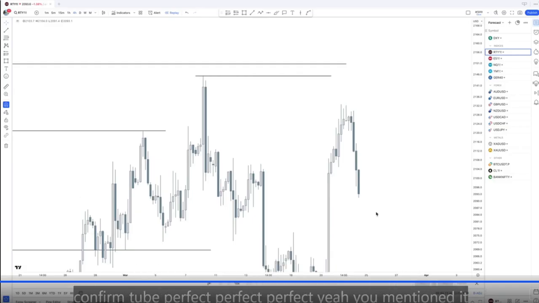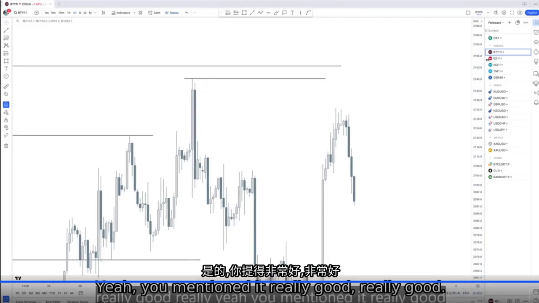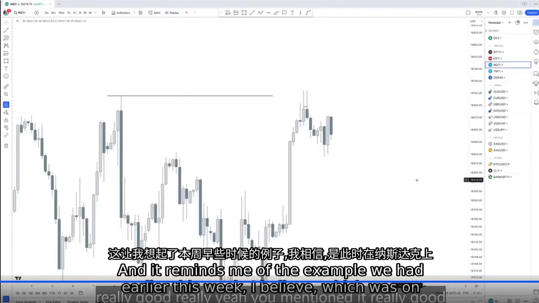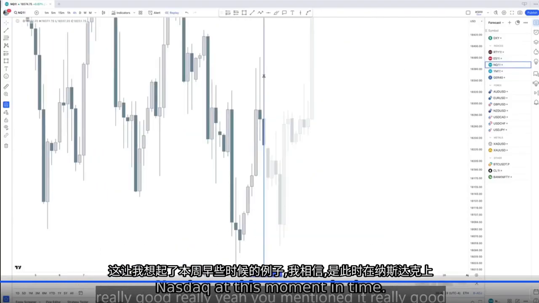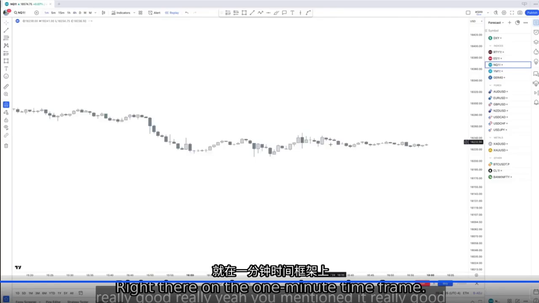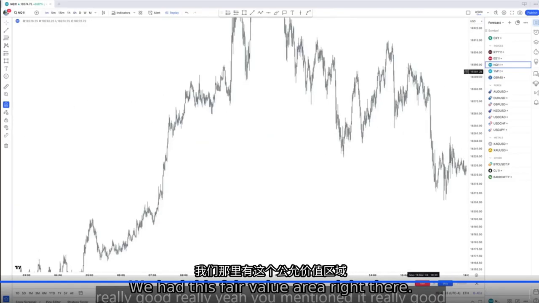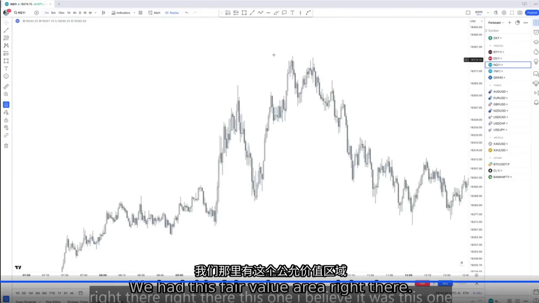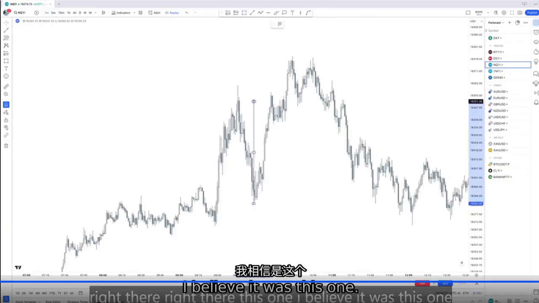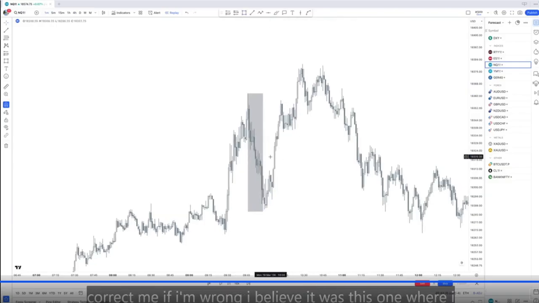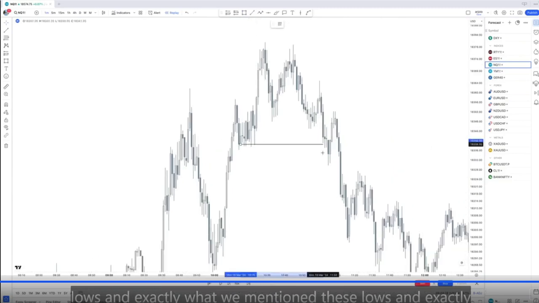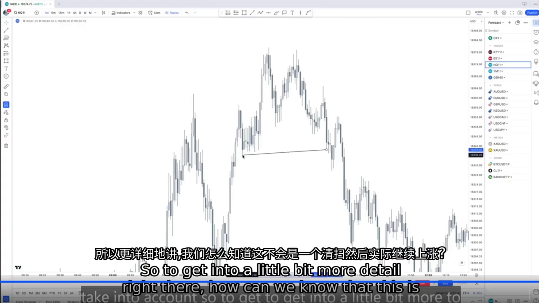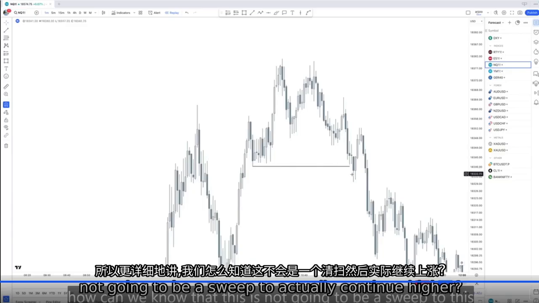Perfect. Yeah, you mentioned it really good. And it reminds me of the example we had earlier this week, I believe, which was on NASDAQ at this moment in time. Right there on the 1 minute time frame. We had this fair value area right there. This one. I believe it was this one. Correct me if I'm wrong. I believe it was this one, where I also mentioned these lows and exactly what we have to take into account. So to get into a little bit more detail right there, how can we know that this is not going to be a sweep to actually continue higher?